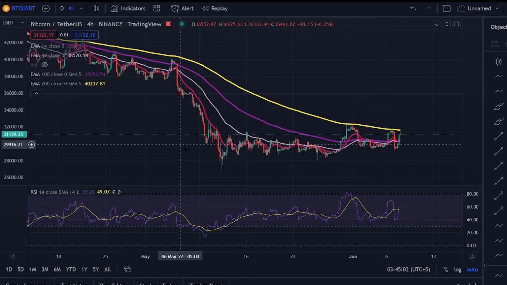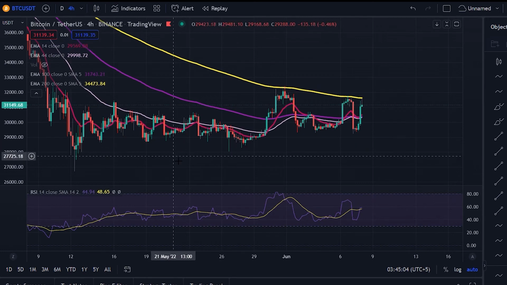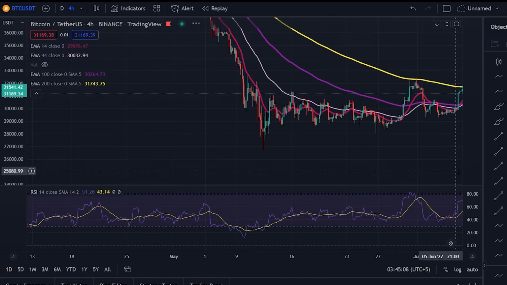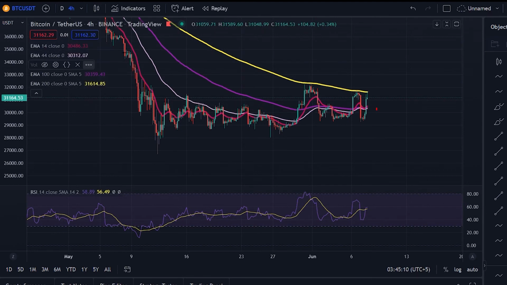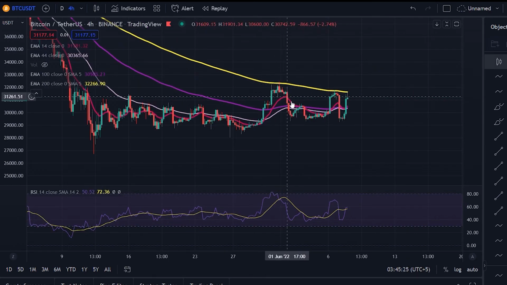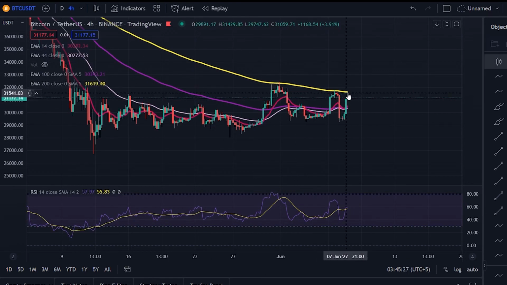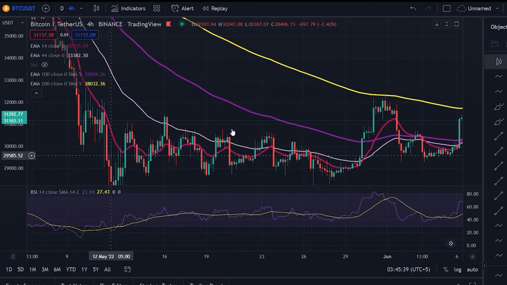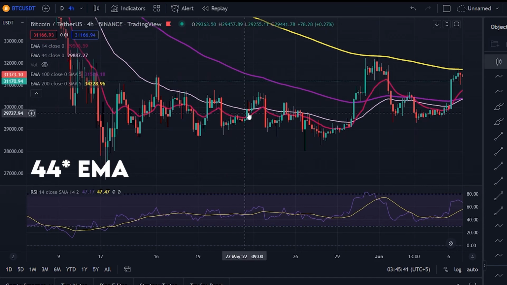In 4 hours, you can see that the 200 EMA is acting as a very good resistance, and the 100 EMA is also acting as a good resistance. When it came near the 200 EMA, it went down. Again, it is near the 200 EMA, and most likely it will go down again. Overhead, you can see that whenever it came near the 100 EMA, it went down.